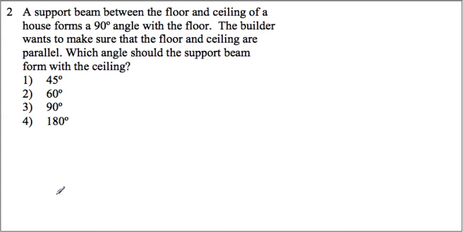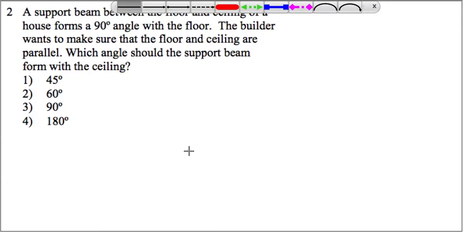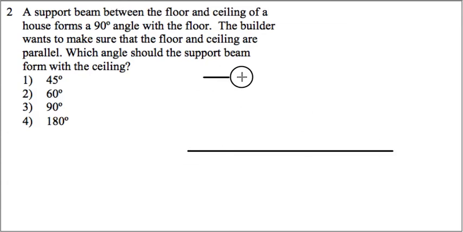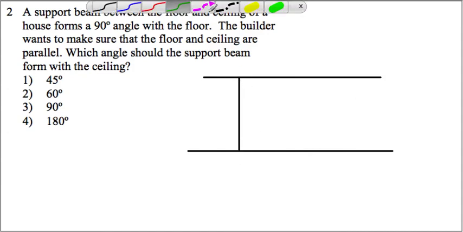Alright, let's look at number 2 here. A support beam between the floor and the ceiling of the house forms a 90-degree angle with the floor. The builder wants to make sure that the floor and then the ceiling are parallel. Now, so here what we are looking at is this. If this is floor and this is ceiling, and we have some sort of beam between that. So let us say this is a beam. Now we realize that this is a 90-degree angle.